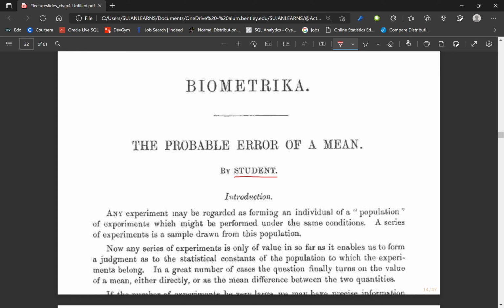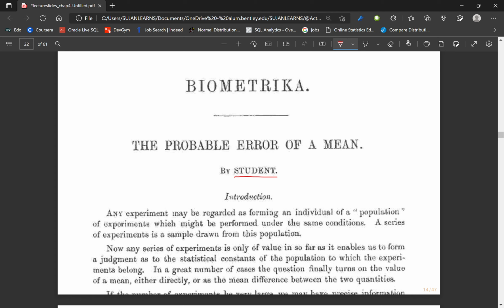When you rescale the Gaussian distribution by estimated variance rather than true variance, you get something new, a distribution which doesn't depend on any unknown parameter. And that's the reason why he published a paper regarding this.